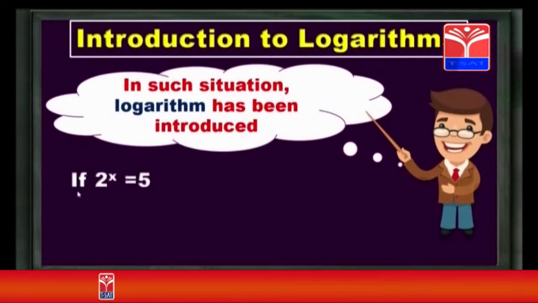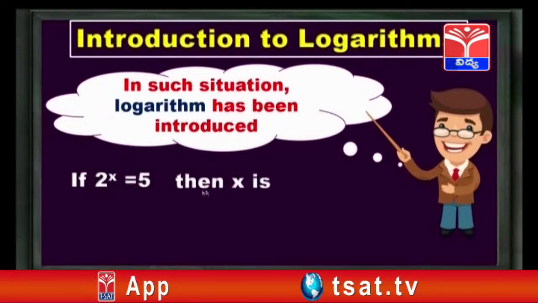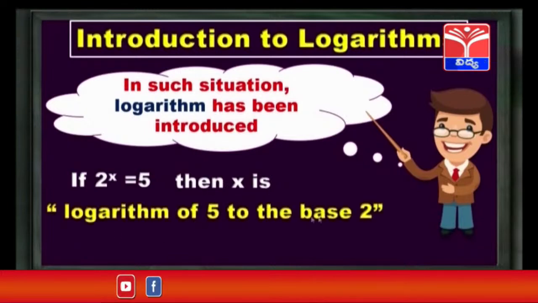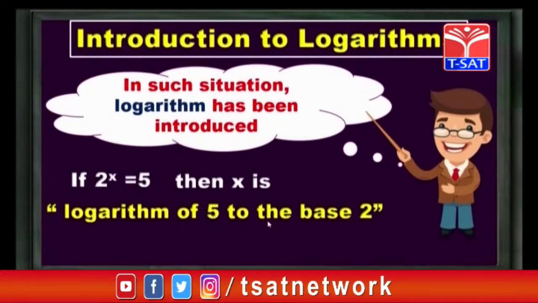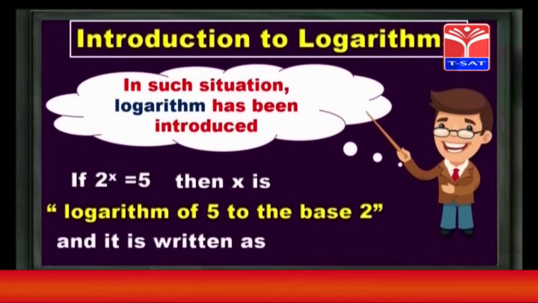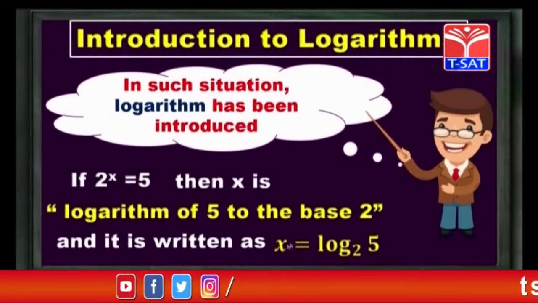So if you observe, if 2 power x is equal to 5, then we can say x is the logarithm of 5 to the base 2. To find the value of x, we need a new relation, that is logarithm. So we apply logarithm to 5 with base 2, and it is written as log 5 to the base 2. So x is equal to log 5 to the base 2.